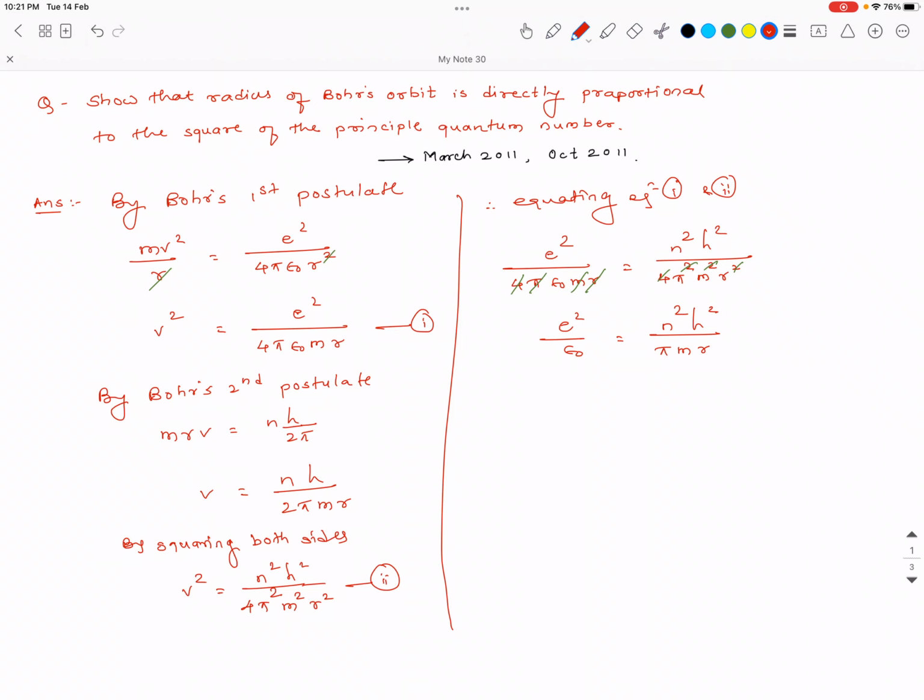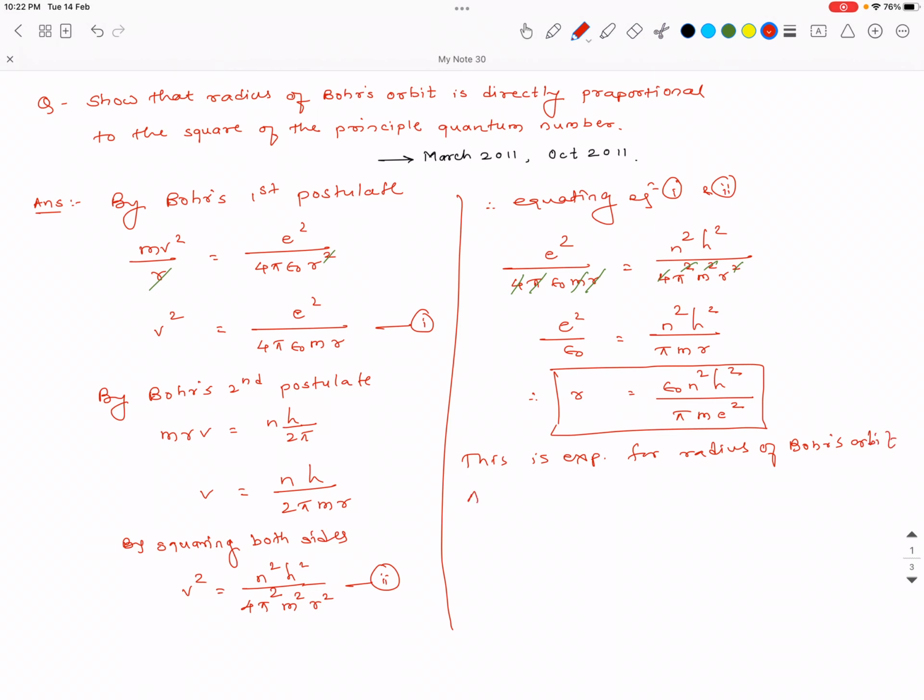Now we have to write the formula for r. I can shift epsilon 0 to this side, so r is equal to epsilon 0 n square h square divided by pi m e square. This is the expression for the radius of Bohr's orbit.